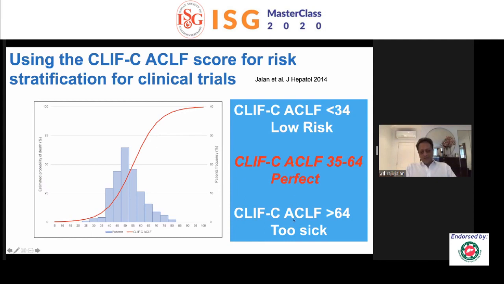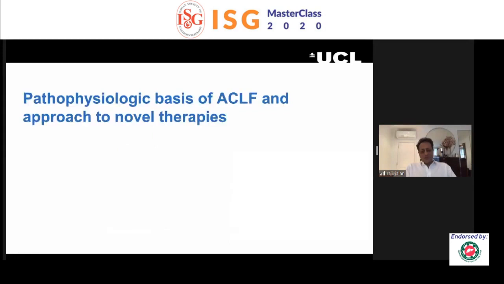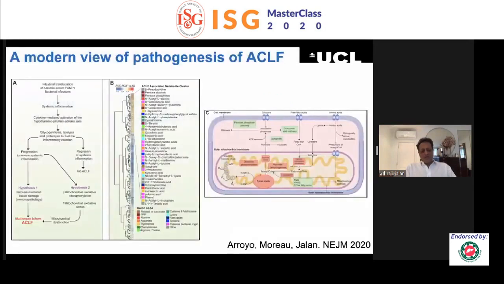And if you look in the right here, therefore, a patient with a CLIF ACLF score of less than 34 is very low risk of dying, so you don't want them in clinical trials, which is looking at survival. A CLIF ACLF score between 35, we think at this point, is probably perfect because you can make a difference to them. And we think that these patients down here are too sick.